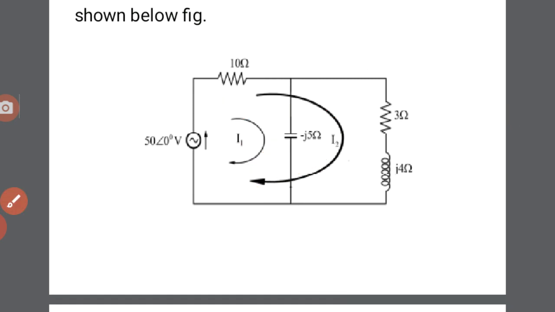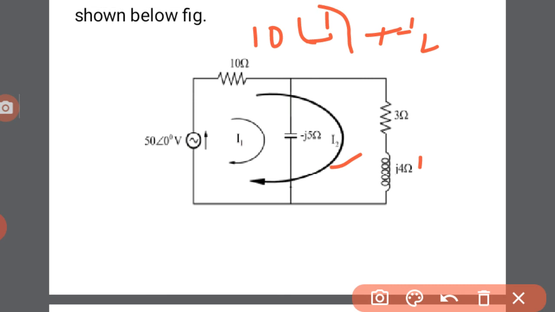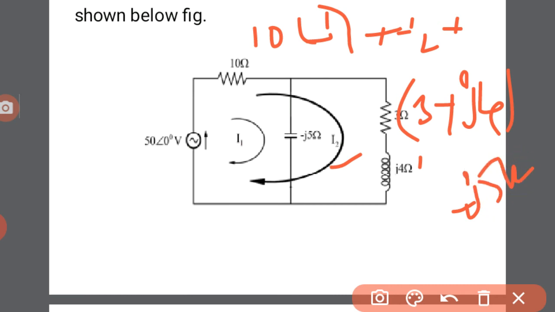Again, for the second equation, the I2 current is also flowing through this 10 ohm resistor, that is 10 into (I1 plus I2). Again, next to this 10 ohms comes 3 plus j4, so plus (3 plus j4) into I2. Again, this I2 current is also flowing through this minus j5 ohms. Okay, so we write down these equations.